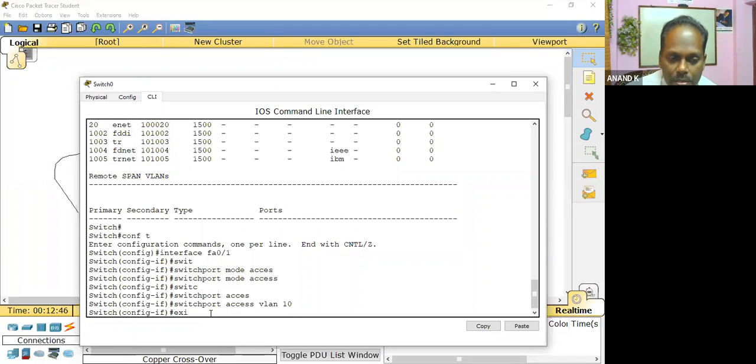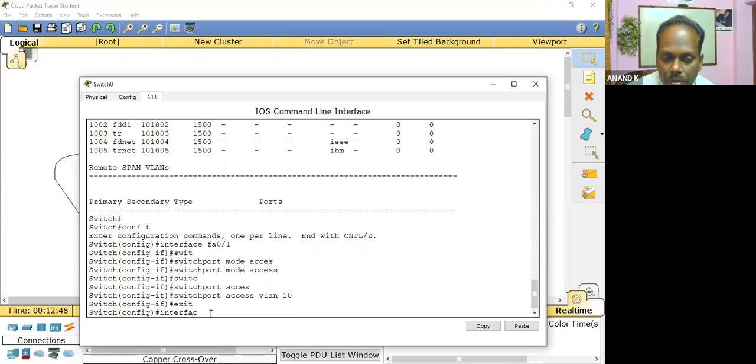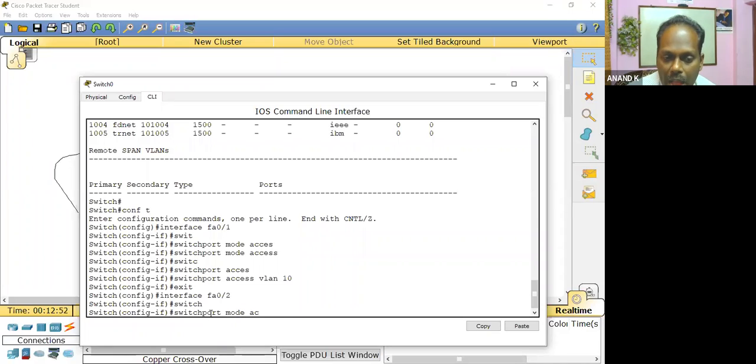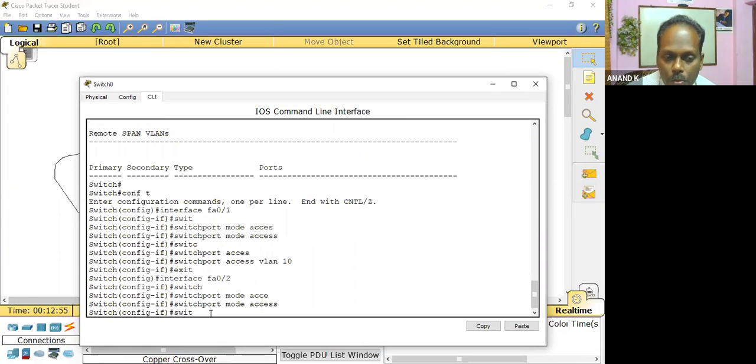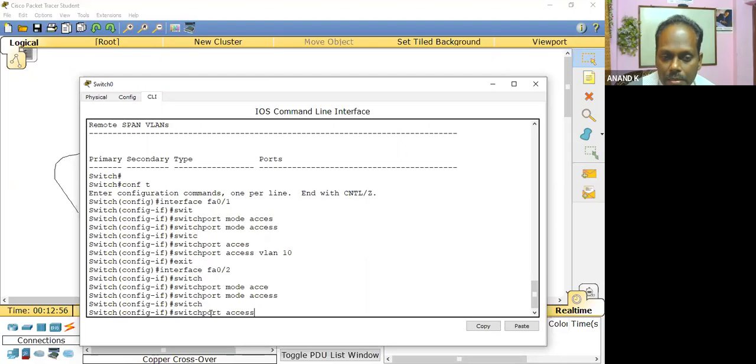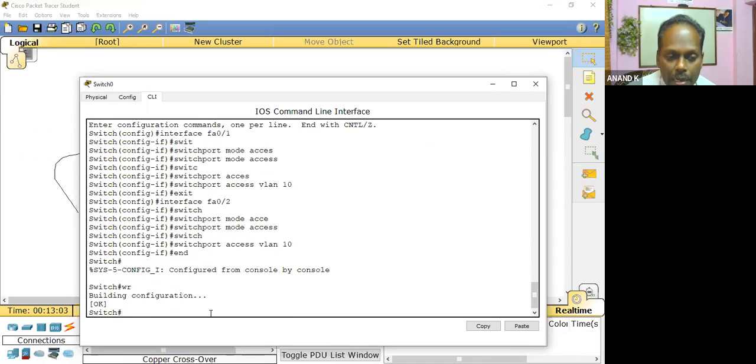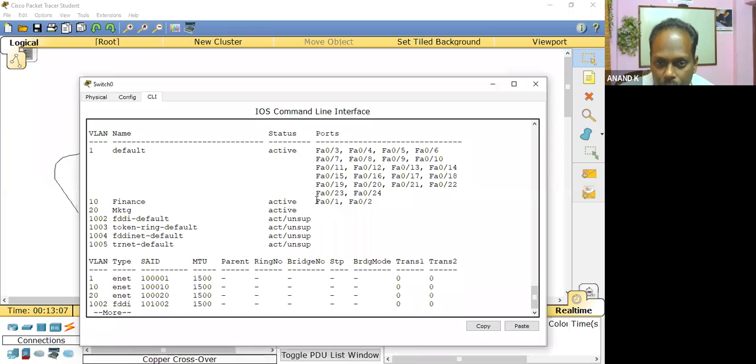Yes, done. Same thing, interface FA 0/2, switch port mode access, switch port access VLAN 10. So now you see what happens. I'm saying show VLAN. You see FA 0/1 and 0/2 have been configured into VLAN 10. Now they are no more in VLAN 1.